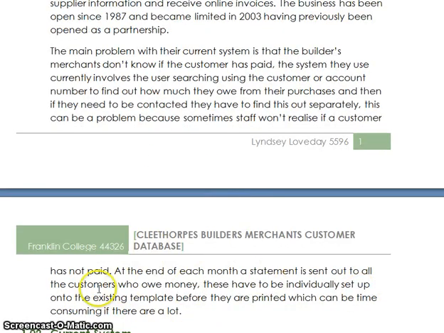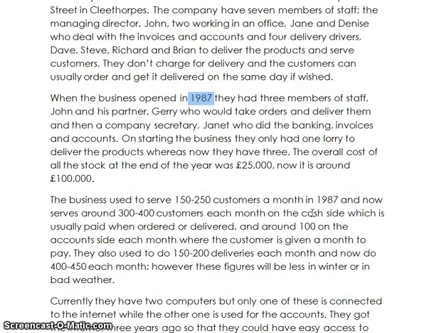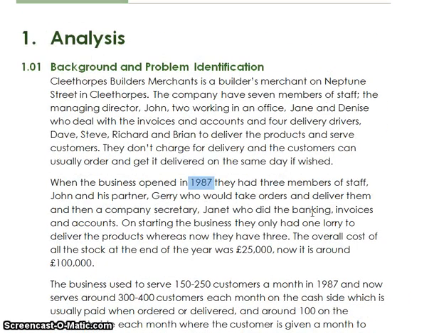With this student, this section finishes at the end of this page. If you want to pause the video just to read those last few lines, then do so now. Okay, so that is a really good background and problem identification section that identifies a problem, gives a background to the company.